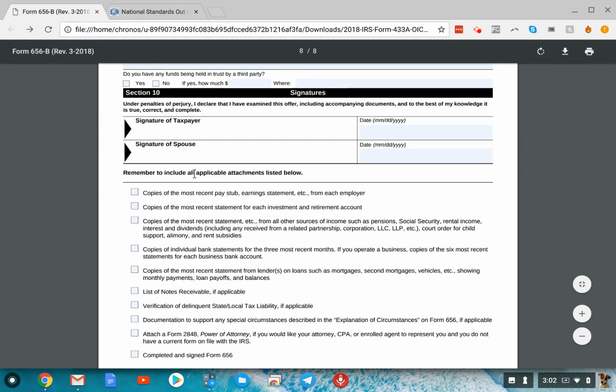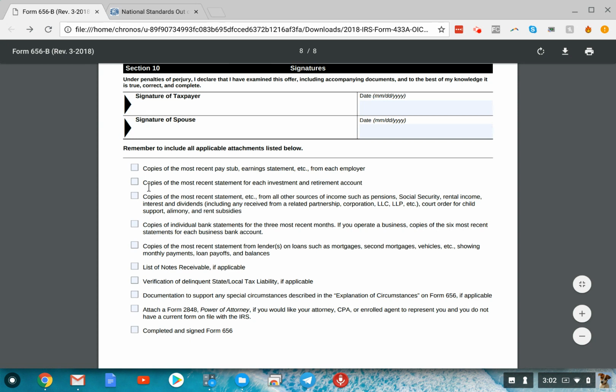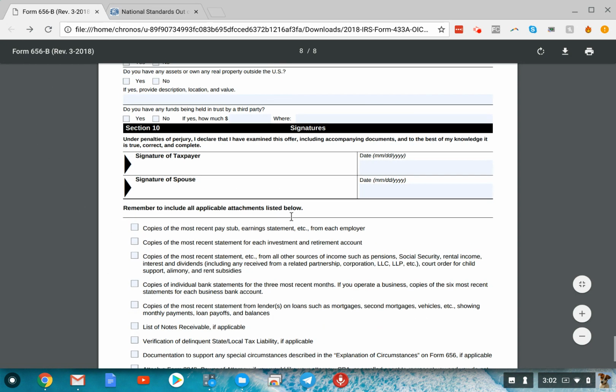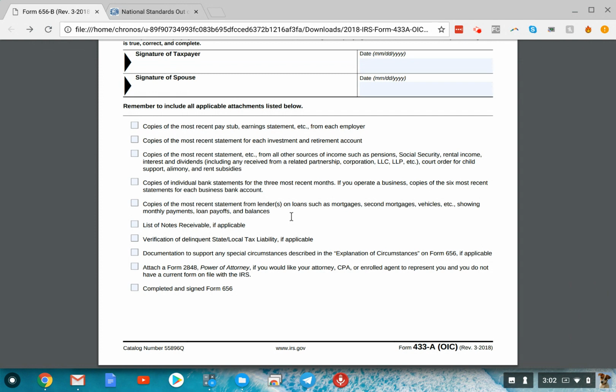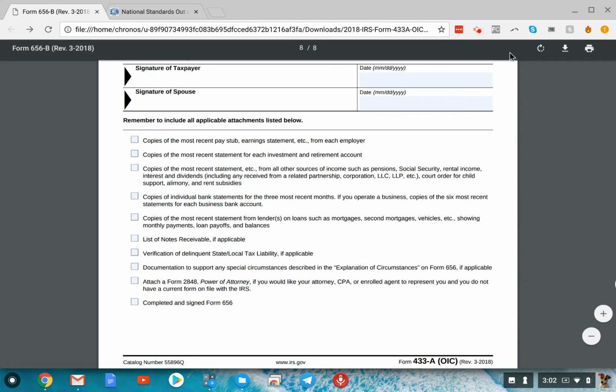And then here are the signatures. You're going to put these two. And then this is only if you're married. You can do the second one. And then here's all the information they're asking for that's supposed to accompany the form. And on our website, we have the guide that goes through the rest of the offer in compromise, the other form, and also lists all this kind of stuff. So you can also check that out as well. And that is our presentation here on 433-A OIC.